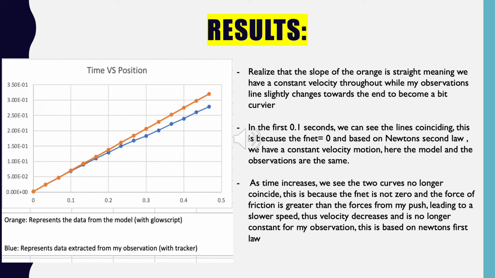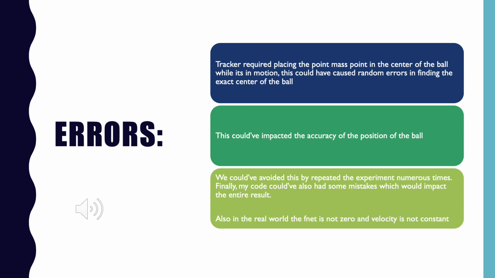However, as time increases, we see the two curves no longer coincide, and this is because the F net is no longer 0, and the force of friction acting in the minus x direction becomes greater than the forces from the push of my hand. And thus, velocity is decreasing and the speed becomes slower. This is based on Newton's first law, where since we have an external net force that is acting on the ball, it does not have a constant velocity anymore.